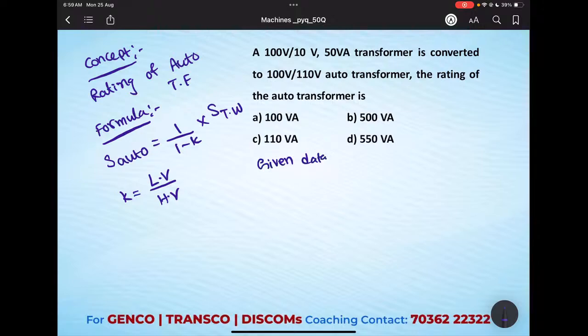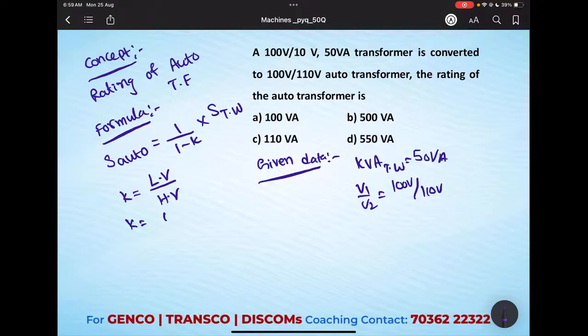So let's note down the given data. KVA of two winding transformer is given as 50 VA, and transformation ratio, that means V1 by V2, is given as 100 volt by 110 volt. So for calculation of K of auto, that is percentage tapping, low voltage is 100, high voltage is 110. From this what you can get? 10 by 11. Let's take it as equation 1.